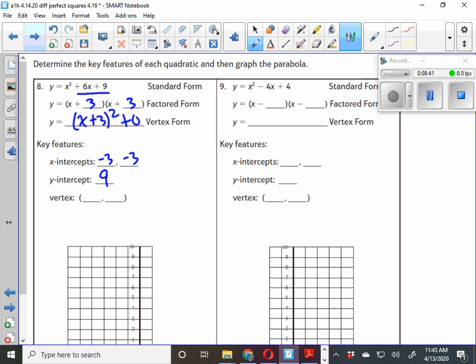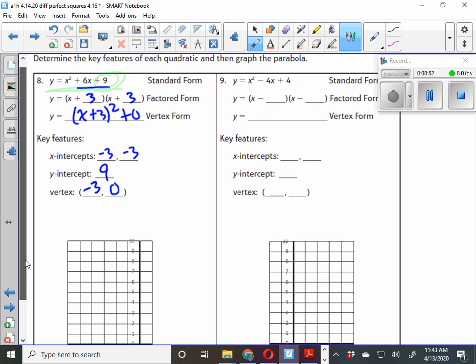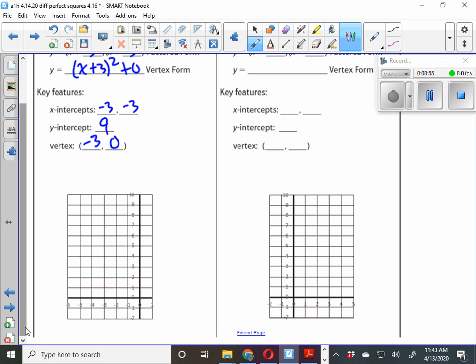That goes back up here to the original equation, right? When x goes to 0, what's left? The vertex we know is at negative 3 comma 0. So this makes it a whole lot easier to graph. Up 1 over 1, up 1 over 1. 9 was up here. That means this is going to be at 9. You know that that's all symmetrical. And these graphs hopefully are getting easier as you go.